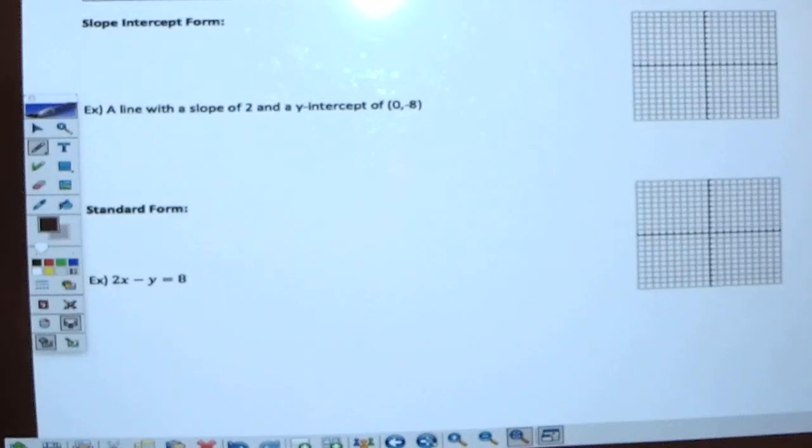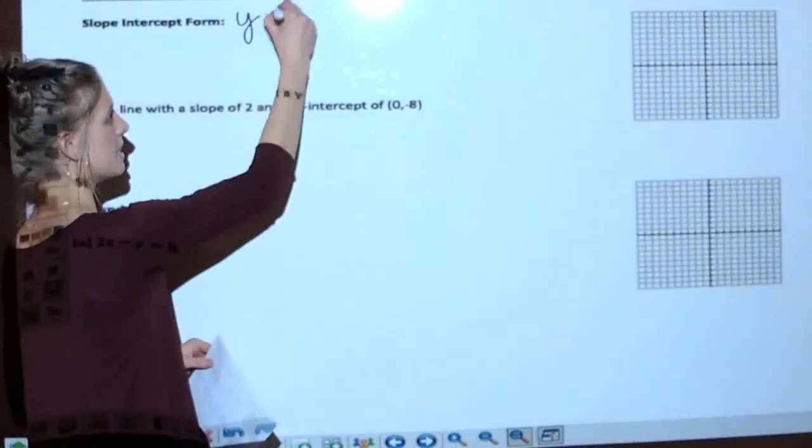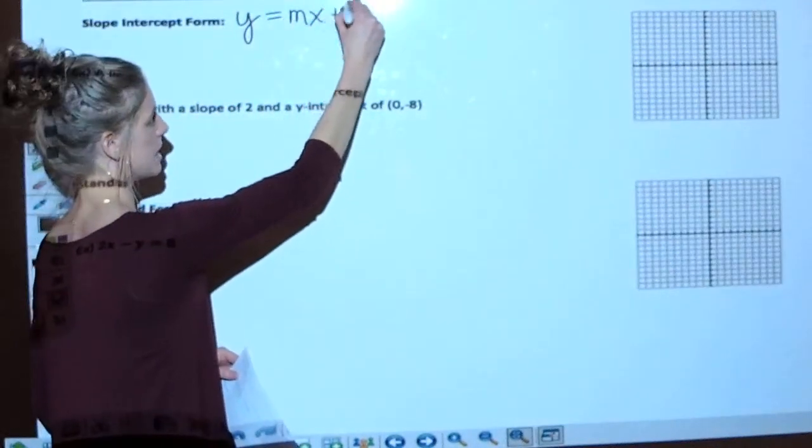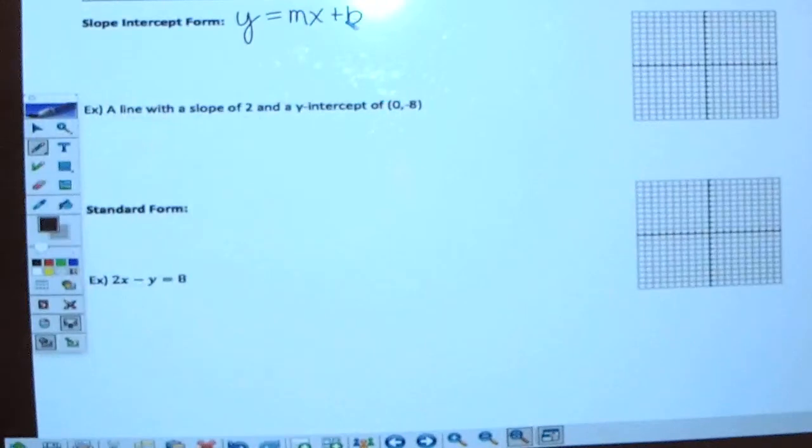Okay, so let's practice raising our hands if you know the answer to a question. Does anyone remember what slope-intercept form is? Annie? Carly? Mx plus b. So y equals mx plus b. This is going to be the form that you use most often. Okay, write this down. Y equals mx plus b.